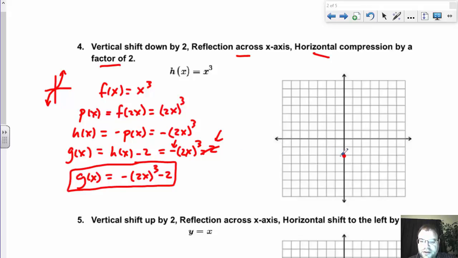So now I'm just going to plug in a value starting from here. I want to go 1 over, so I'm going to go to negative 1. I'm going to plug in negative 1 just into this part right here.